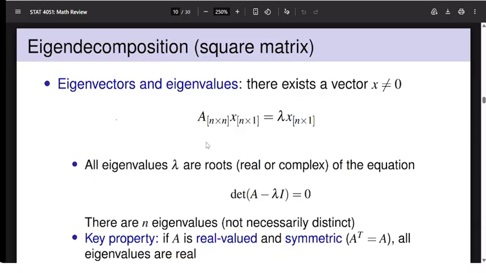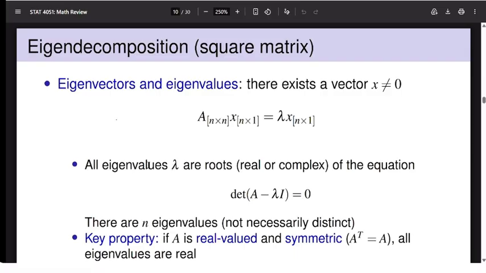If you take a look at what I have here, I have a matrix A, n by n, and x, n by 1, and that's equal to lambda x. Decomposition will enable us to make the equation have a very easy way to figure out.